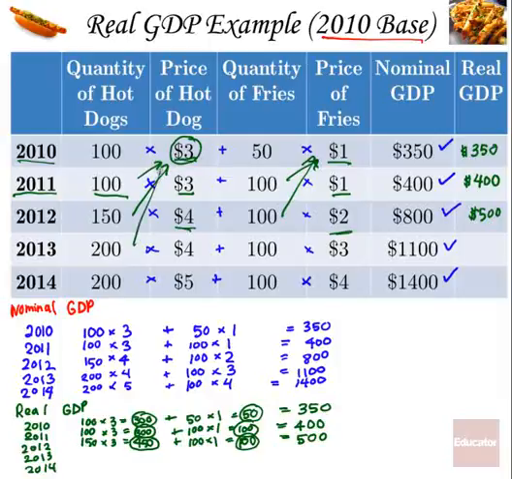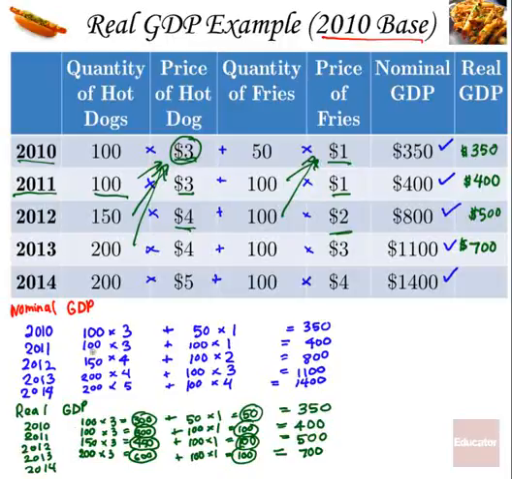Now, in 2013, now you're taking that 200 and you multiply by $3, so you get 600 here. And then you multiply 100 times that 1. So there's no growth in French fries here. And you get 100. And so now it's 700, not $1,100. So again, there's more kind of inflation that's tracked in nominal GDP.